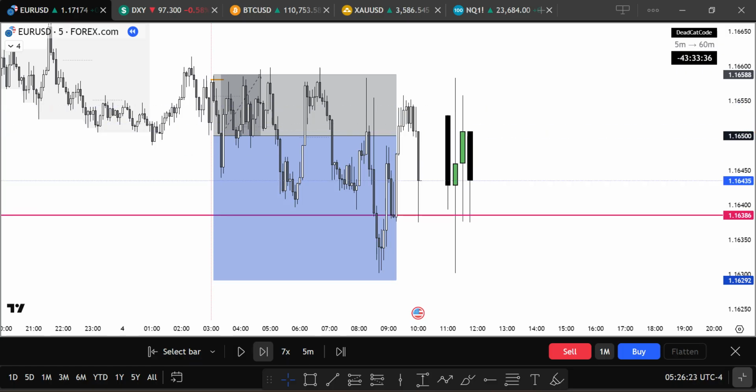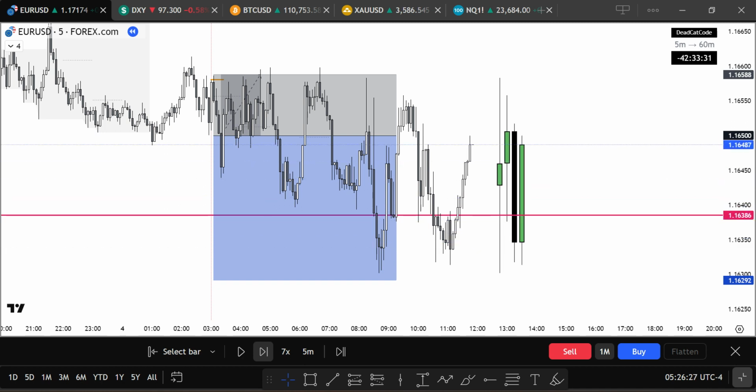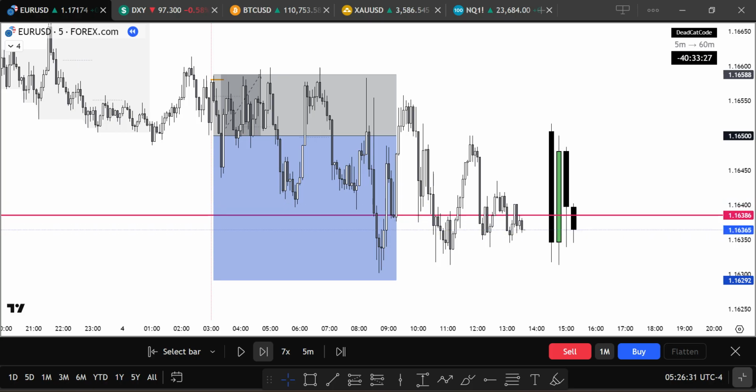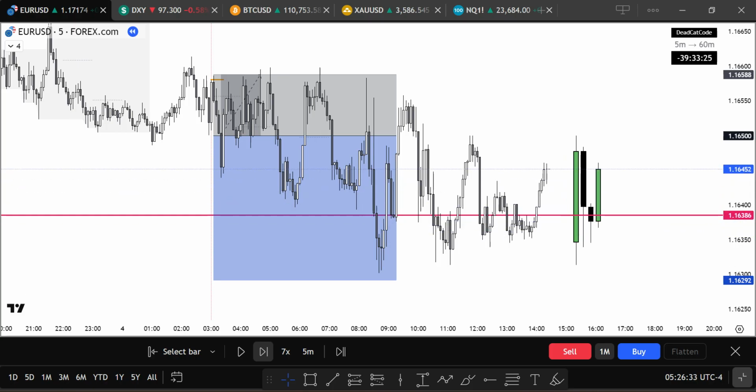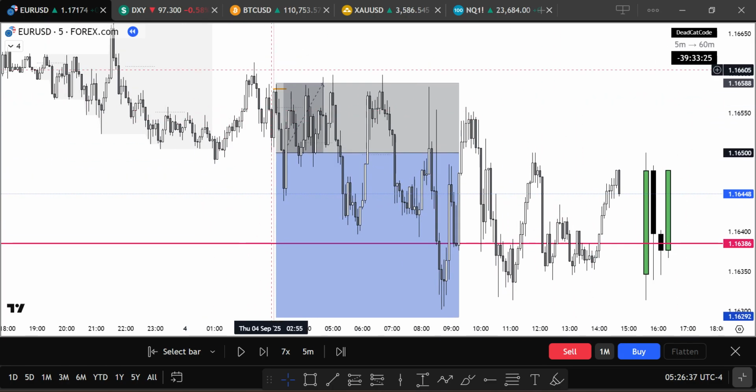So it is what it is, right? And then news came and, yeah, you can see price didn't go up. So yeah, this is the day. I just set my SL here.